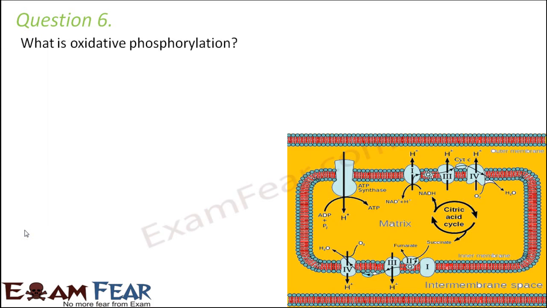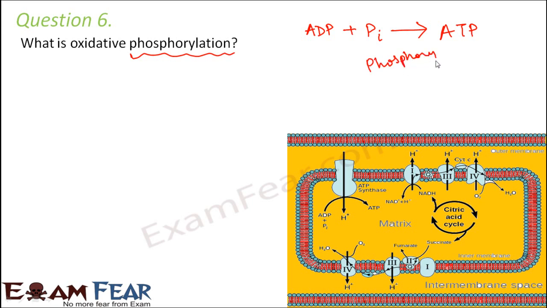What is oxidative phosphorylation? Now, as I mentioned, phosphorylation is nothing but adding an inorganic phosphate to a compound to form a new compound. So phosphorylation comes into the picture whenever we talk about ADP. ADP is a diphosphate molecule. If you add inorganic phosphate to it, it forms ATP. So this process is known as phosphorylation.